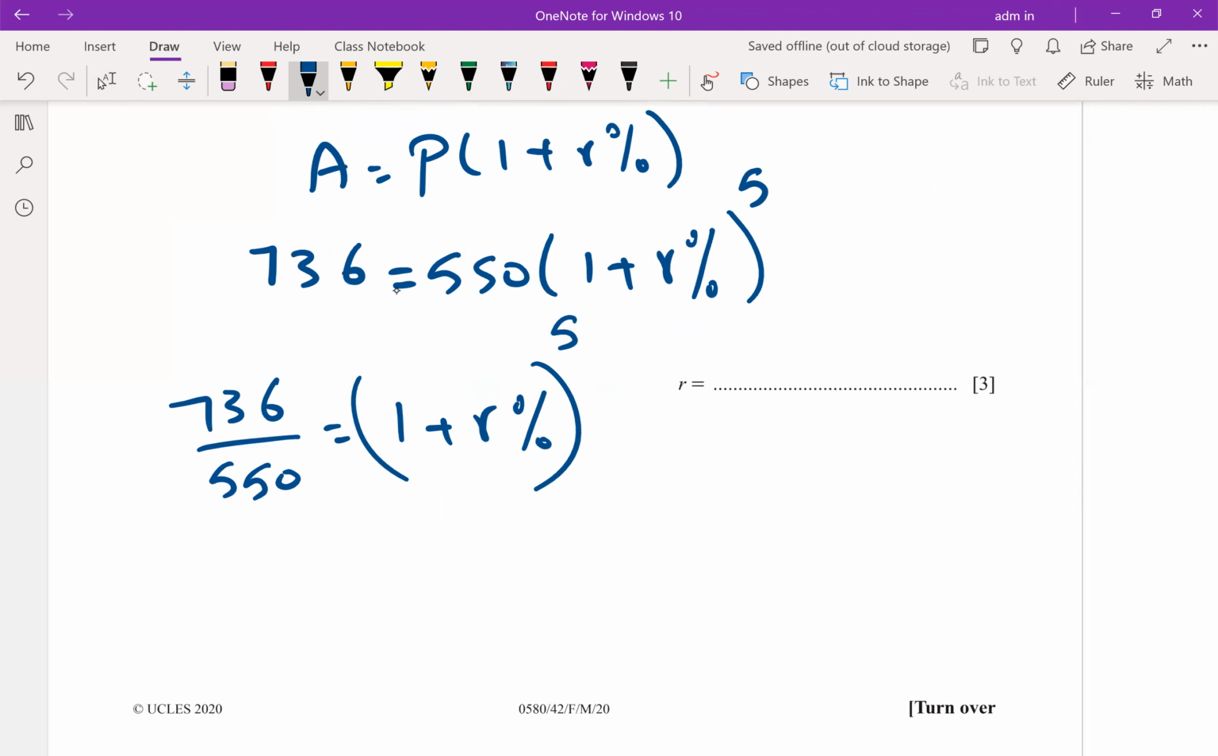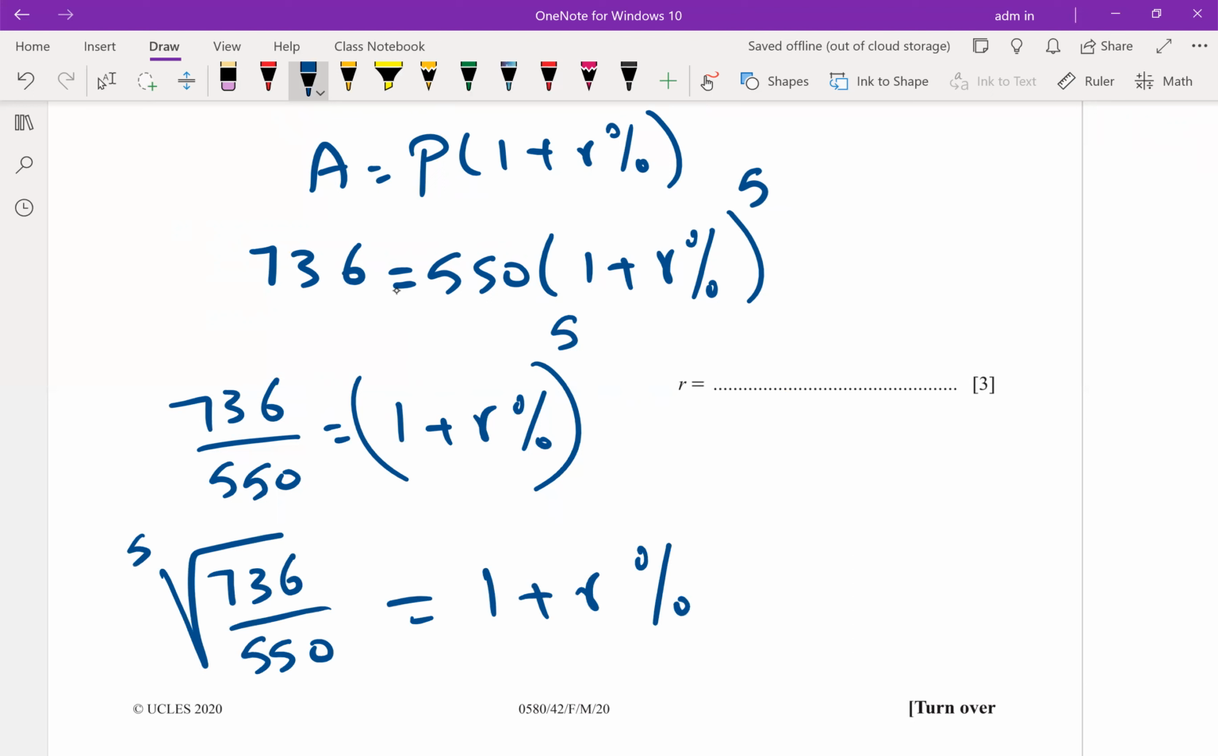Second step, by taking the fifth root. By taking the fifth root, the fifth root of 736 over 550 equals 1 plus R%. The next step, take 1 to the other side. So the fifth root of 736 divided by 550, minus 1, is equal to R%.